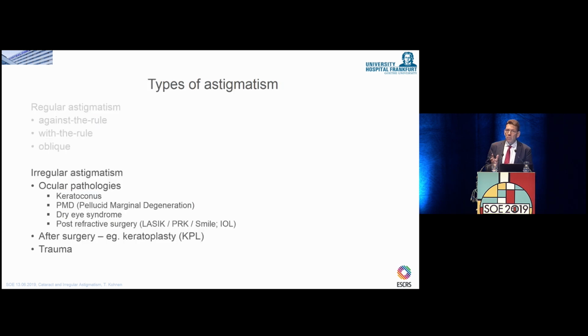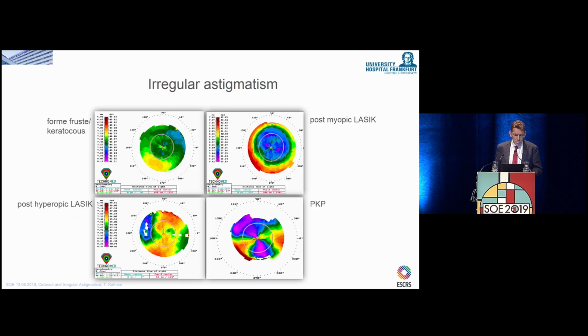Now, of course, the problem comes when it is now irregular astigmatism. And we can have several types of irregular astigmatism, which I have listed here. Ocular pathology, for example, in keratoconus, in PMD, sometimes even dry eye syndrome, post-refractive surgery, then, of course, after penetrating keratoplasty, and maybe the worst is sometimes trauma.